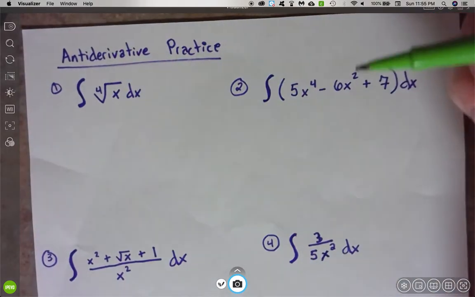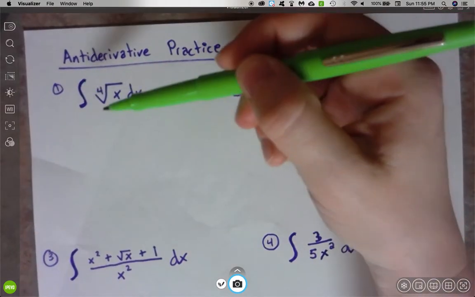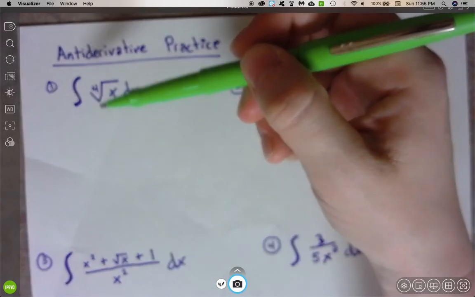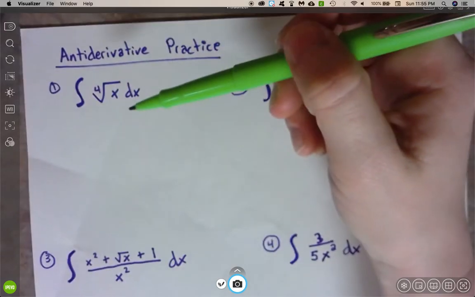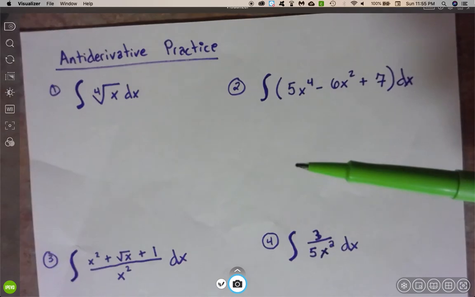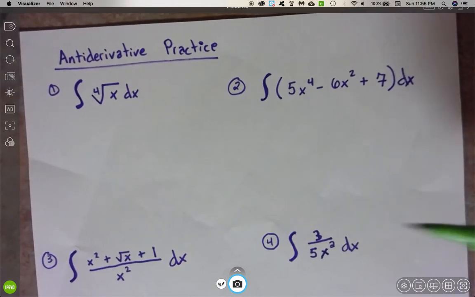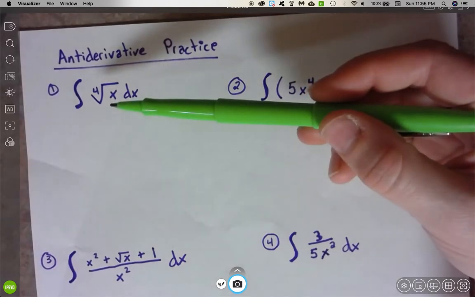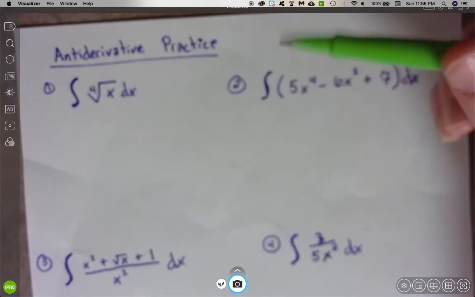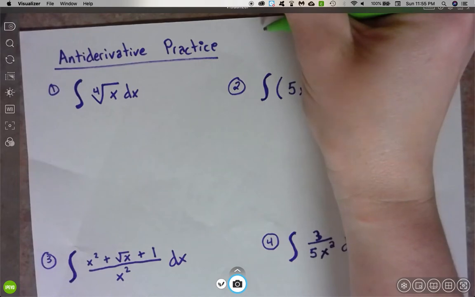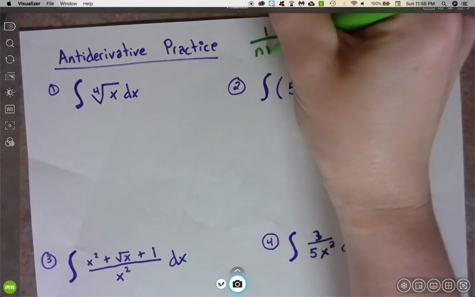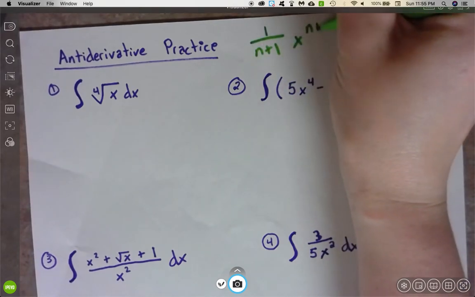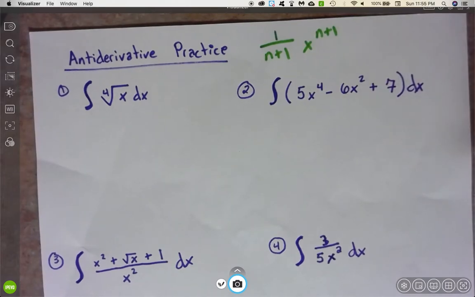We have the fourth root of x, and so what we're trying to find when we're doing an antiderivative is basically what is an equation that the derivative of it is the fourth root of x, okay? So that's what we're trying to find here. The formula that you're going to need is 1 over n plus 1, x to the n plus 1 power, okay? So that's what we'll keep going back to each time.